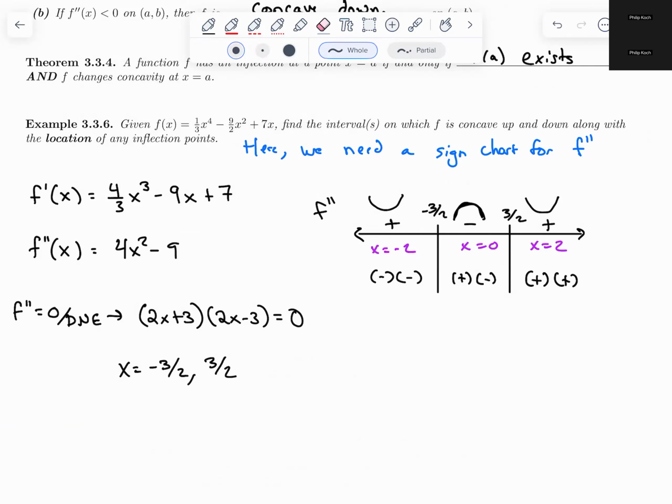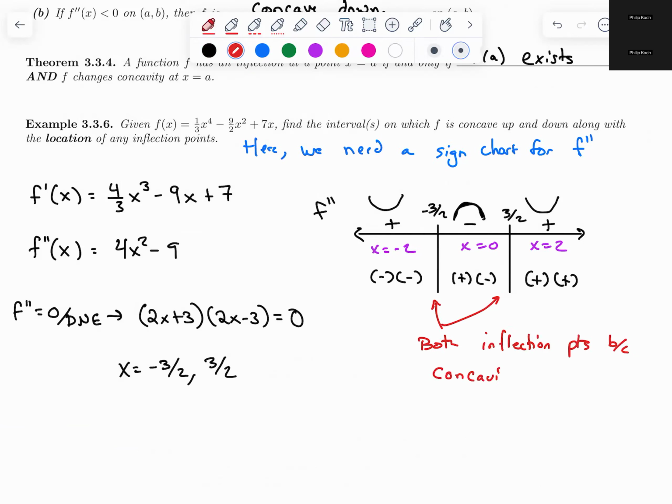So at negative 3 halves and at positive 3 halves, concavity changed. So both are inflection points. Let's use red. Both inflection points, because concavity changed, and f exists there.